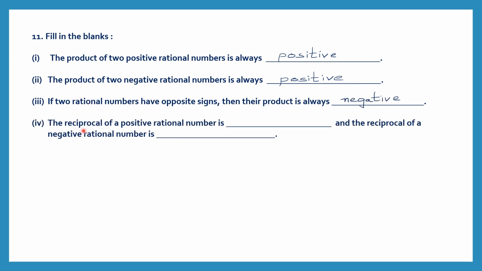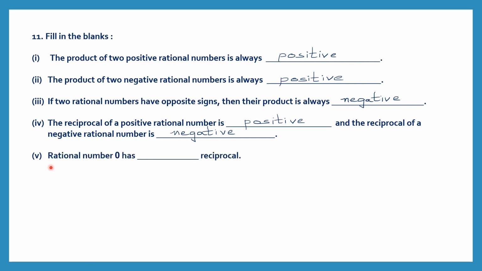Question 4. The reciprocal of a positive rational number is, let me take a positive rational number, 2 by 5. What is the reciprocal of this? 5 by 2. So this is positive. The reciprocal is also positive. Let's write that. And the reciprocal of a negative rational number is, now let's make this negative and see. So this is a negative rational number. The reciprocal will be 5 by minus 2, which is also negative. That means the reciprocal of a negative rational number is negative.